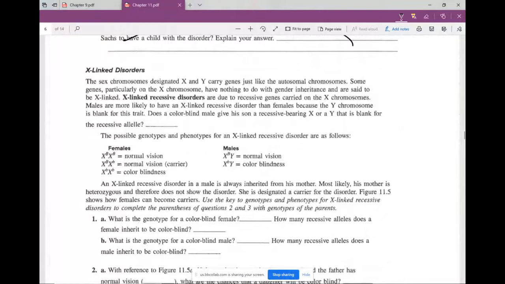All right. And here to discuss X-linked disorders, it's virtually the same thing as the X-linked trait with the fruit flies in the last chapter. Here's a good question. Does a colorblind male give his son a recessive bearing X or a Y that is blank for the recessive allele?